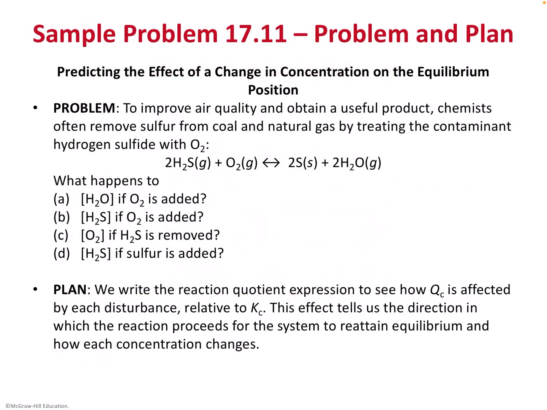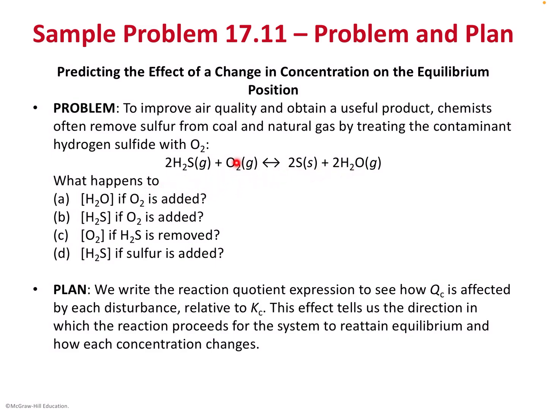Predicting the effect of a change in concentration on the equilibrium position. To improve air quality and obtain a useful product, chemists often remove sulfur from coal and natural gas by treating the contaminant hydrogen sulfide with oxygen. Now it is asking what happens to the concentration of water if oxygen is added. Think about which direction the reaction is going to proceed.